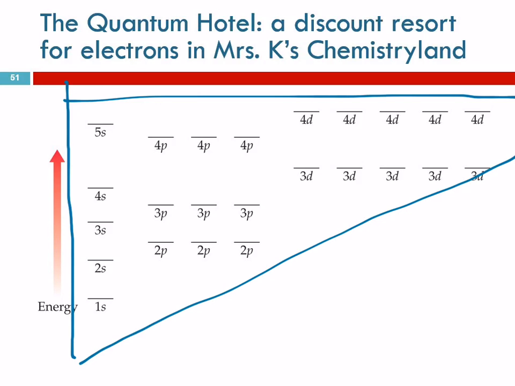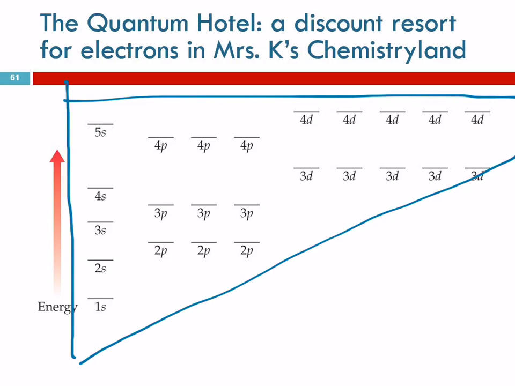The pricing here is as you go up, the price gets more expensive. As you go up, the energy gets higher. So 1S is the lowest cost, 2S is next lowest, then this one, and then this one, and this one. Now, this 4S room is actually cheaper than staying in the 3D room. Why? Because the hotel manager decided it. It's just that way. And then we've got this one, and this one, and this one.